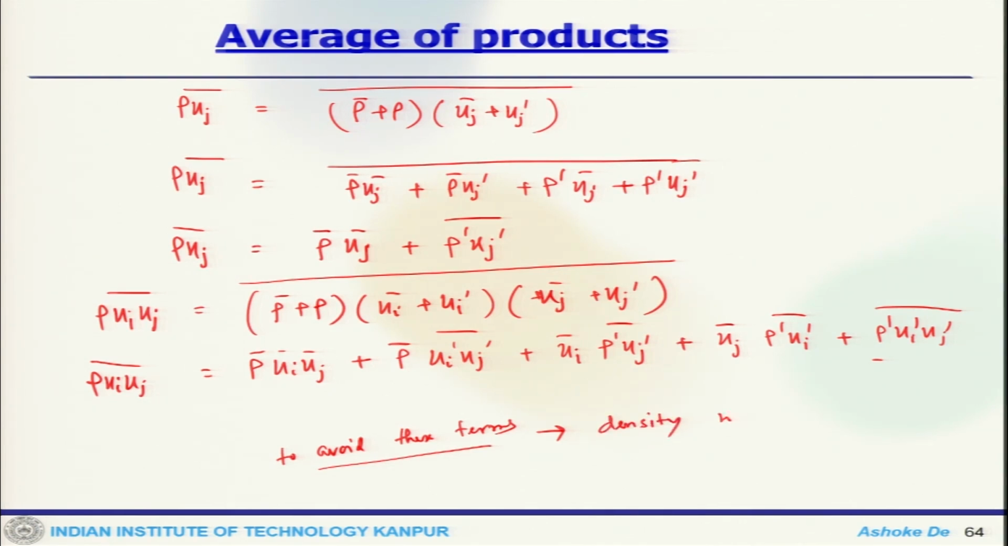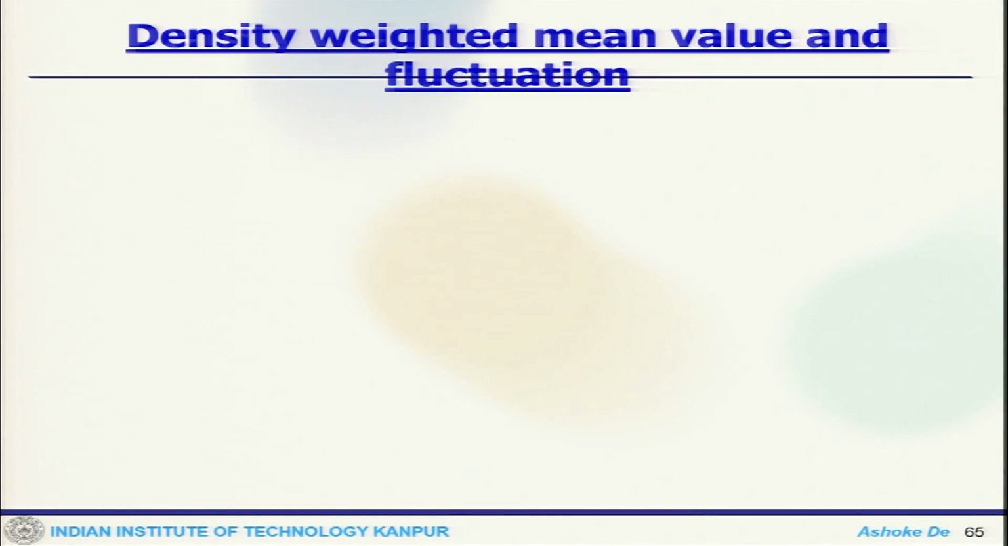density weighted average. So, how do you do that? Now, density weighted average, let us say density weighted mean. If we say F tilde, sometimes we call it also Favre averaged.